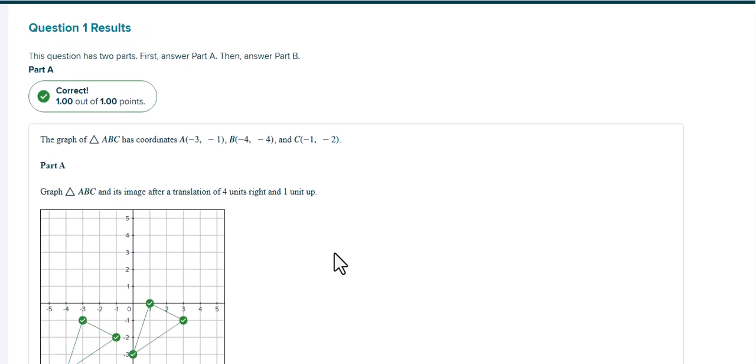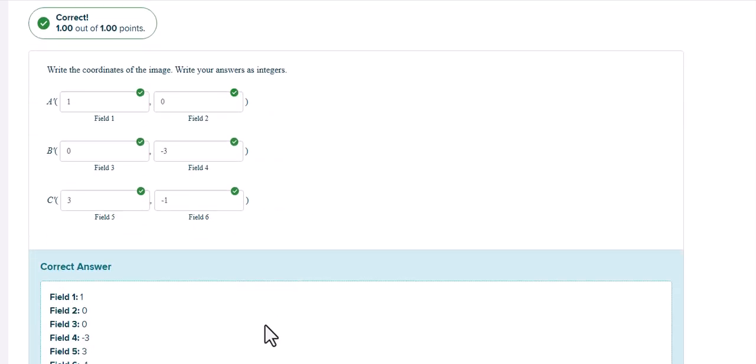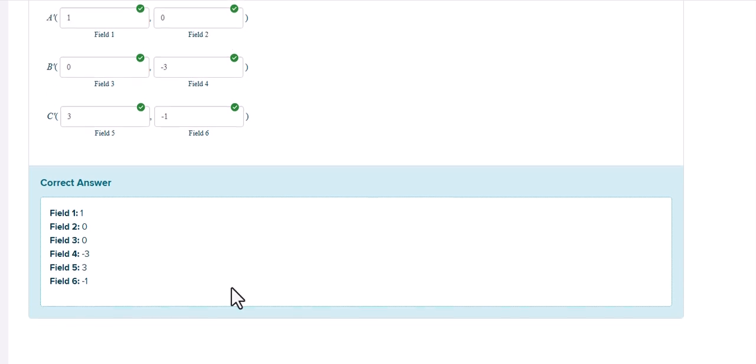So, number 1, for me, is good to go. If yours is not good, then please hit pause, figure out where you messed up, and fix it. Check your answer again, and then once you have it right, move on. I'm going to go ahead and move on right now.